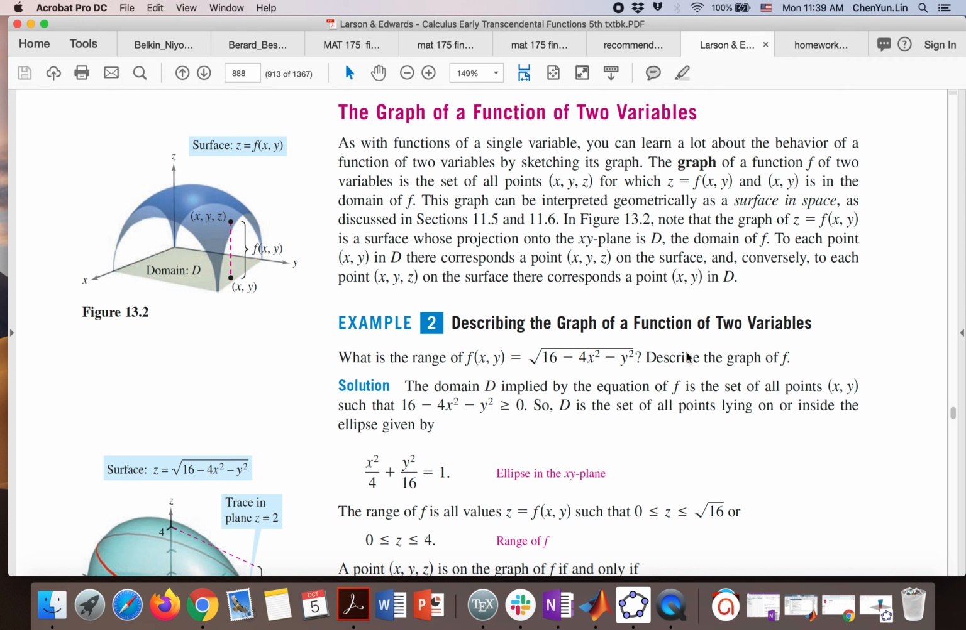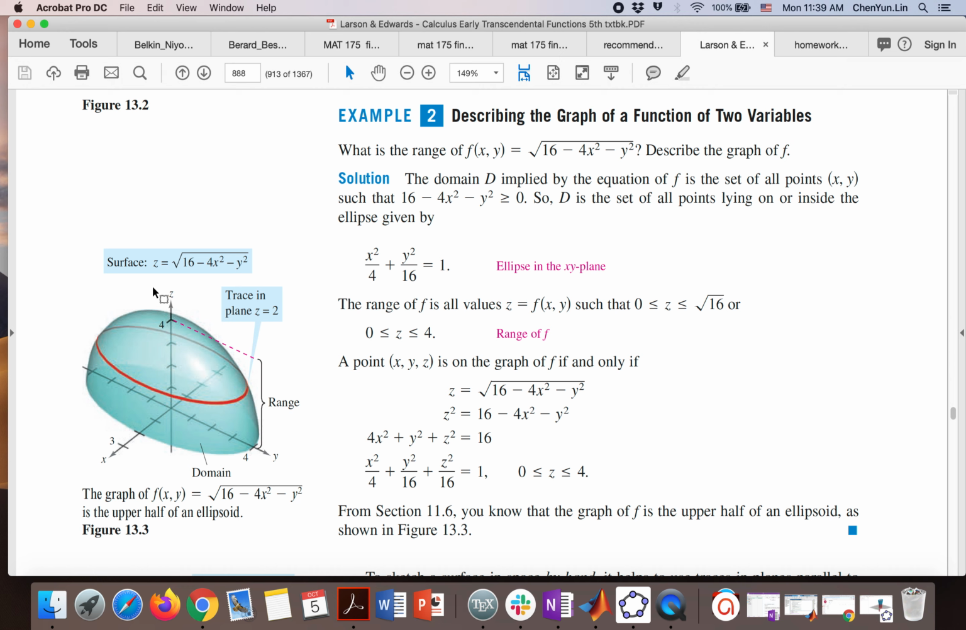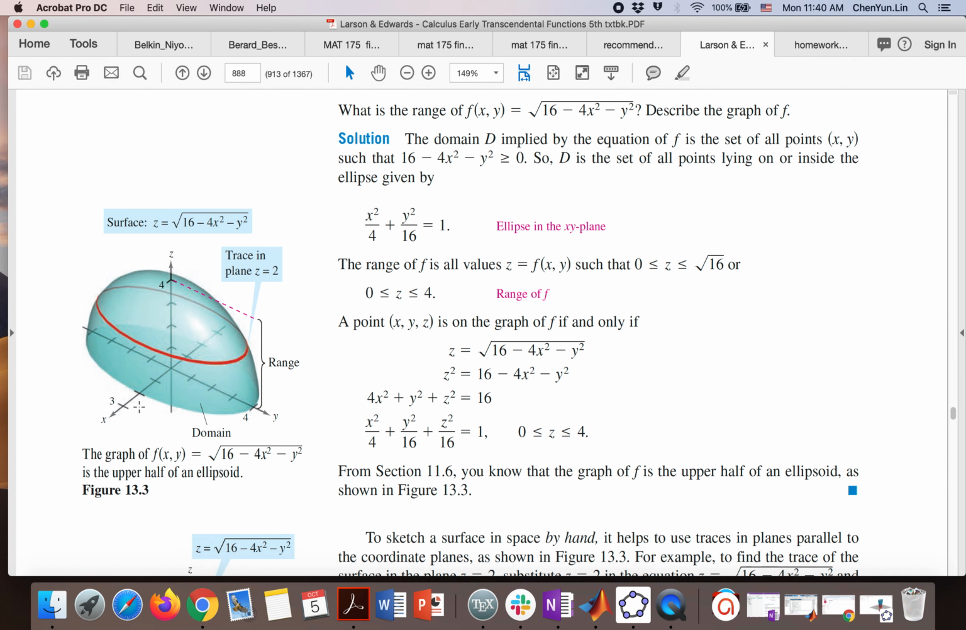Several examples of the graph of a function of two variables would look like. So for example, here in the textbook, we see a function of x and y defined as the square root of 16 minus 4x squared minus y squared. So it looks like an upside down ball or ellipsoid, if you will.